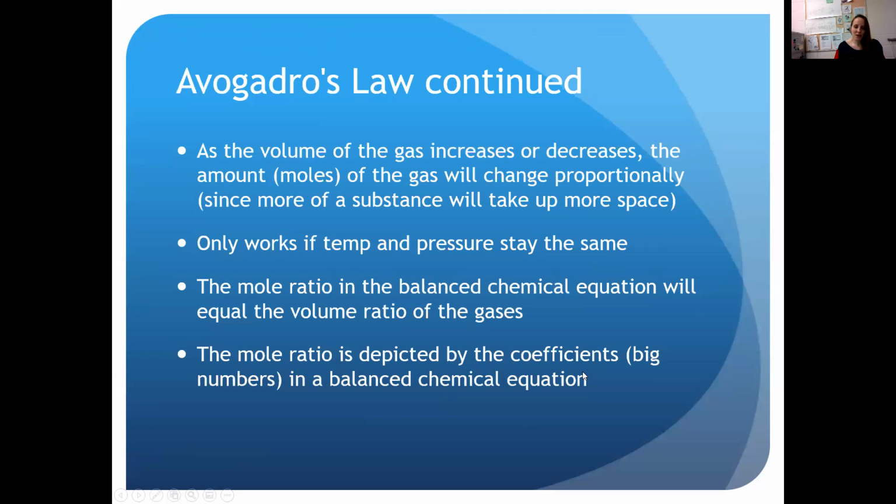The mole ratio is the balanced chemical equation. That is going to be proportionate to the volume ratio of the gases. And we can just see the mole ratio just by balancing the chemical equation and then looking at the coefficients, which are the big numbers in front of each molecule.